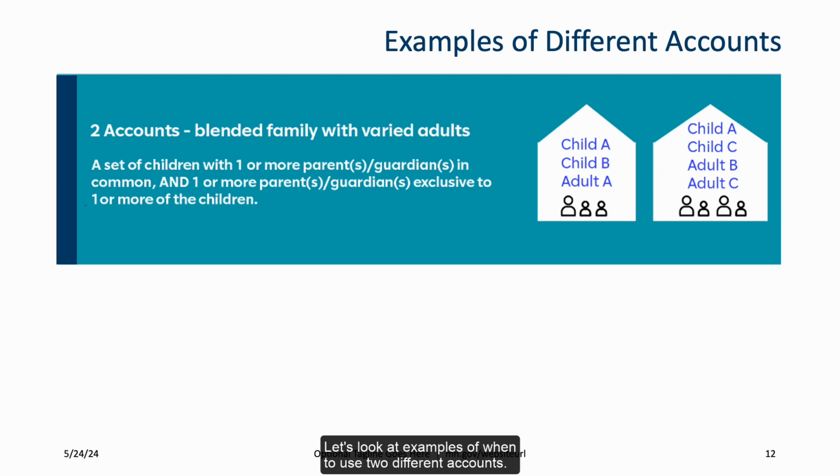Let's look at examples of when to use 2 different accounts. This example is an example using blended families with varied adults. A set of children with 1 or more parents or guardians in common, but those same children have 1 or more parents or guardians that only relate to 1 or more of the children. Since all of the parents do not relate to all of the children, these children would be on 2 separate accounts.